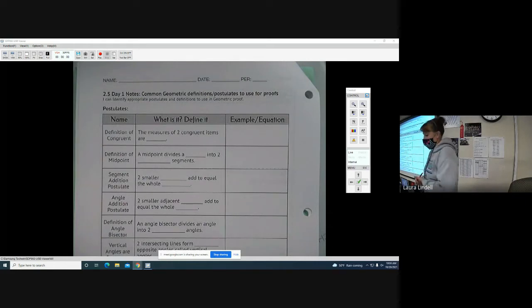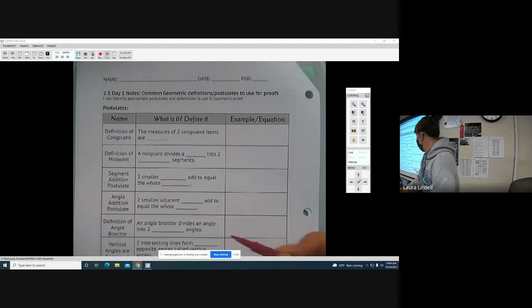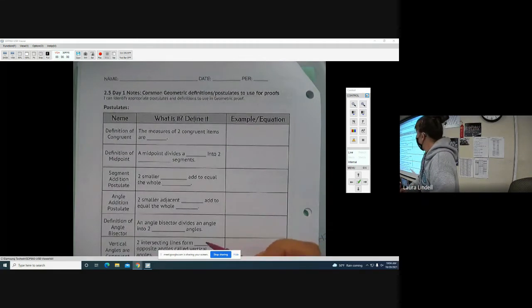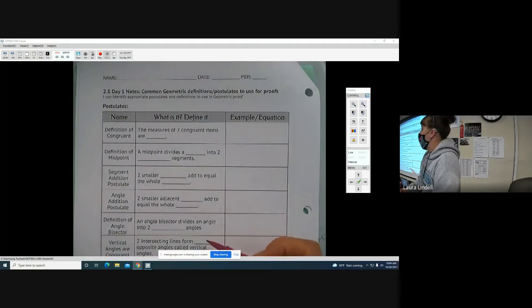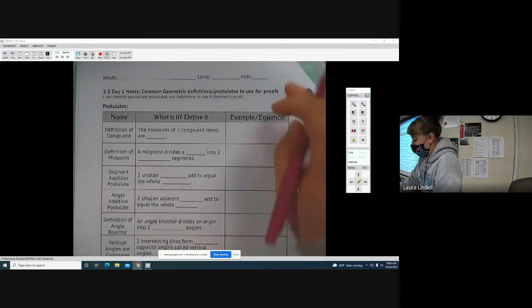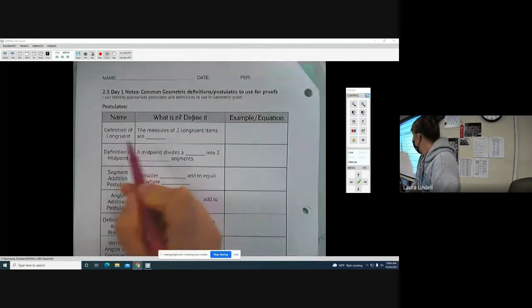So today, starting off with some notes. They're a lot more fill-in-the-blank style than usual because I didn't want us to spend the entire period writing things down. We want to actually go through and apply these concepts. So here we go. First one, definition of congruent.